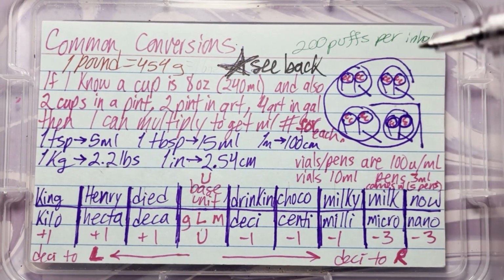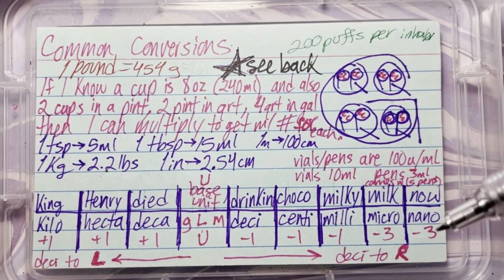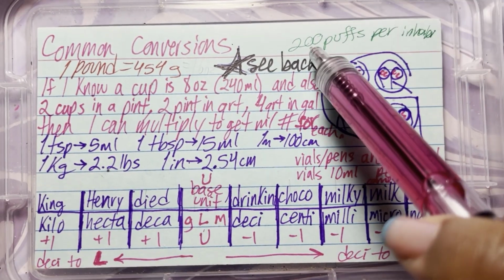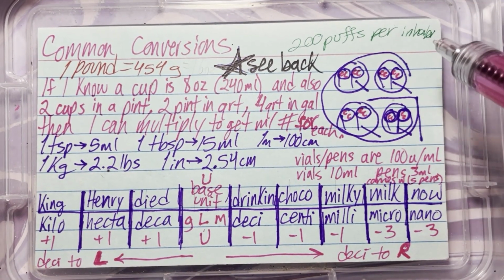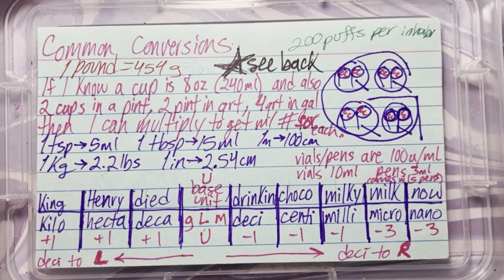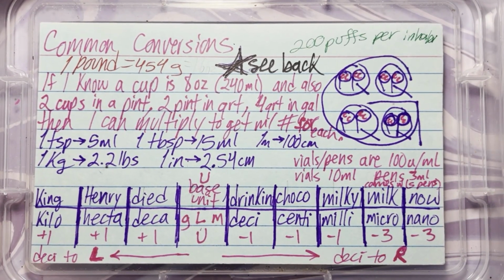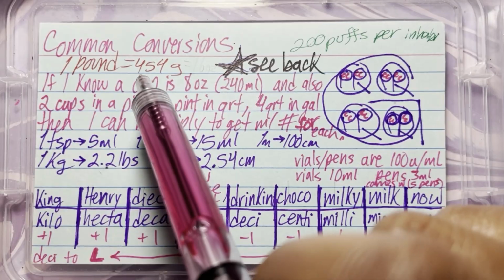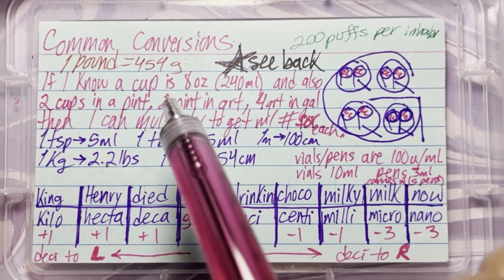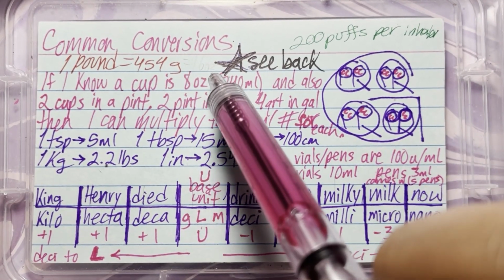Okay, now common conversions. This was my favorite to rewrite and memorize. Quick things: 200 puffs per inhaler. That's just something that's good to easily spit off. 1 pound equals 454 grams, which equals 16 ounces as well.